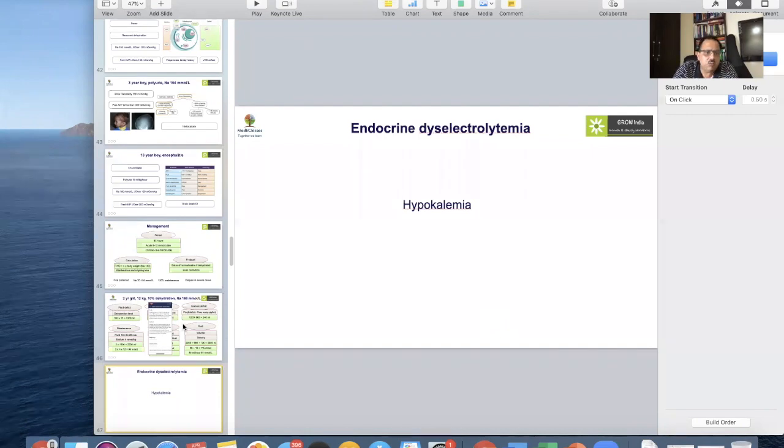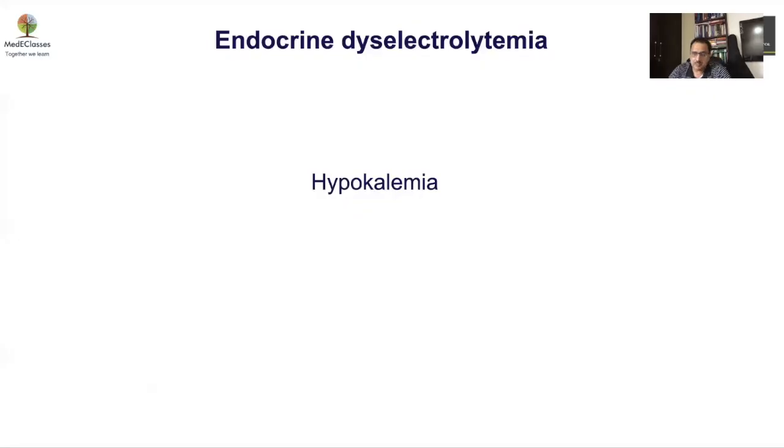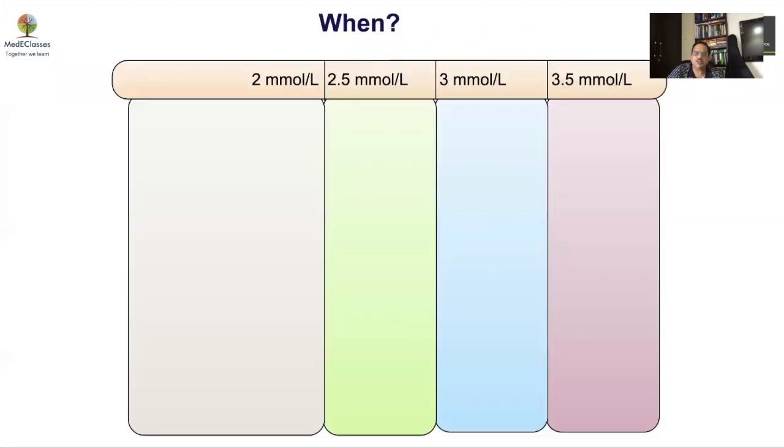We will now move forward quickly to potassium disorders, which are often because of non-endocrine issues as well. Sodium disorders are usually endocrine: hyponatremia because of AVP excess or aldosterone deficiency, hypernatremia because of AVP deficiency. But for hypokalemia and hyperkalemia, there are other causes as well.